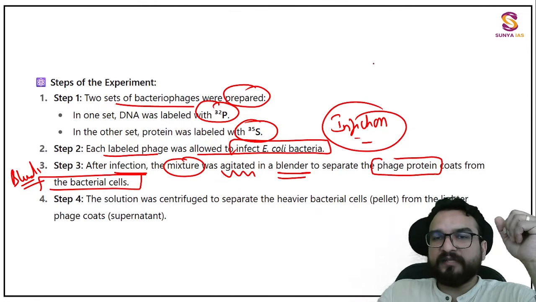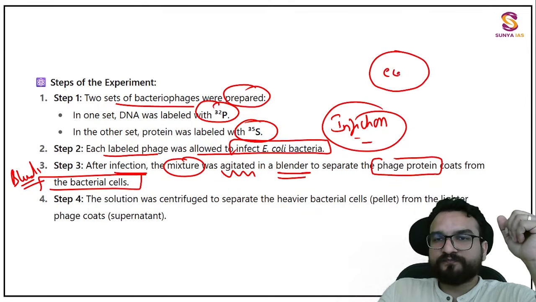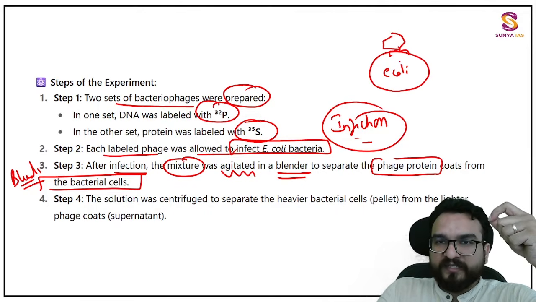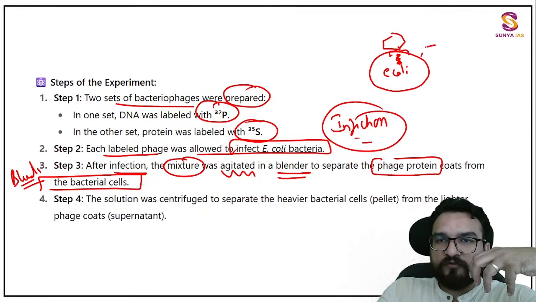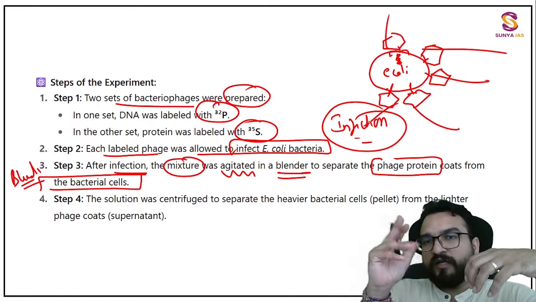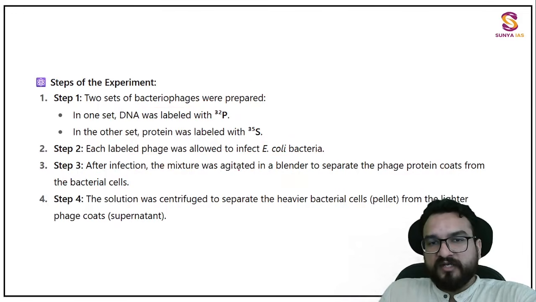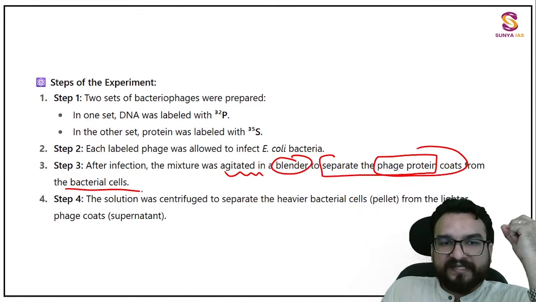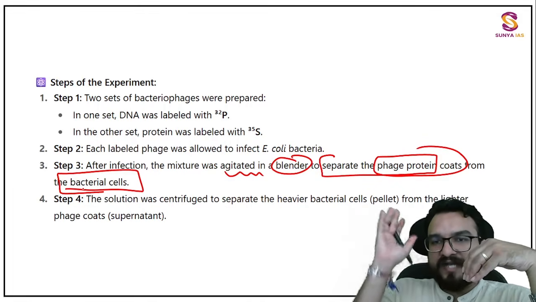What do they mean by this? Suppose this is a bacteria, E. coli, and this particular virus has injected. Now, how does the virus inject? Basically the protein coat does not transmit itself into the E. coli. Basically this DNA material will go inside. So on the surface you will find the protein coat of the bacteriophage like this. By blending, you will be separating this protein coat. This protein coat will move out when you blend it. So understand, it was agitated in a blender to separate the phage protein coats from the bacterial cells. Right, the protein coat has been moved away now.